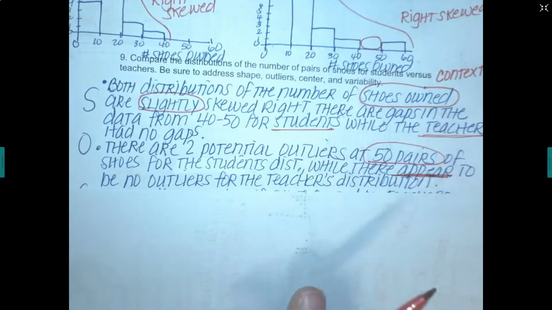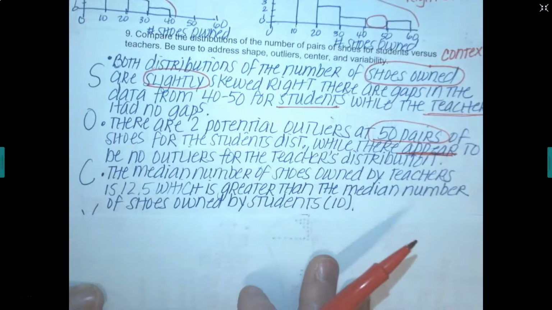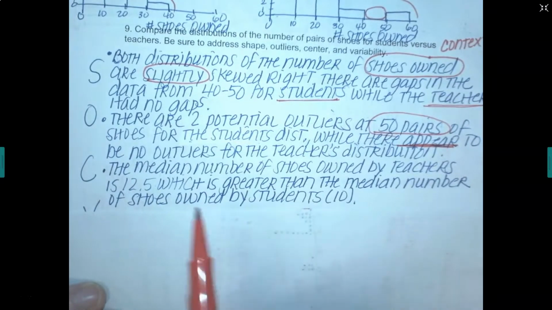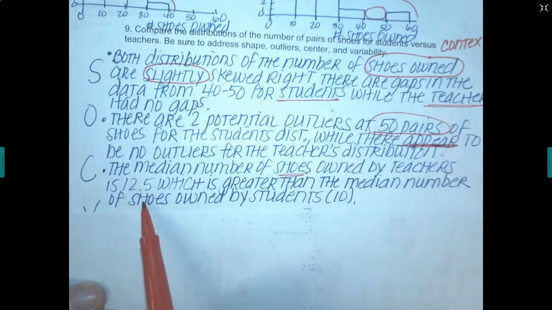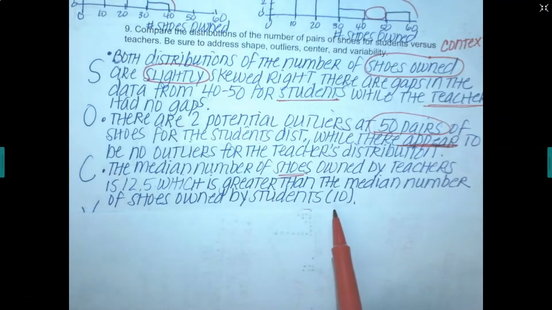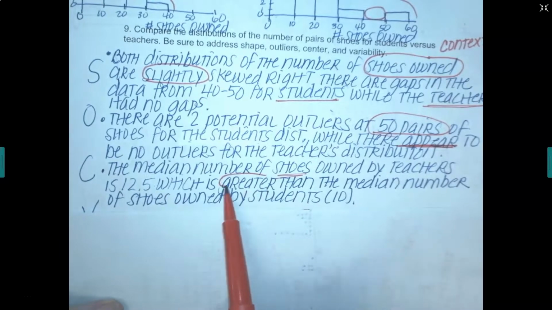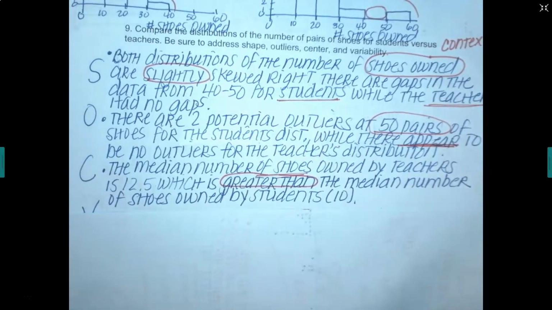Next we had center. I used median because our distributions were skewed. So the median number of shoes owned by teachers is 12.5, which is greater than the median number of shoes owned by students, 10. I wrote two different ways to write this sentence. One, you incorporate the number as part of the sentence, and the other, you write the sentence and then put the number at the end that you were referring to. I have my comparison word, greater than, to help the reader really understand what they're reading, so they're not having to remember what the graph said.